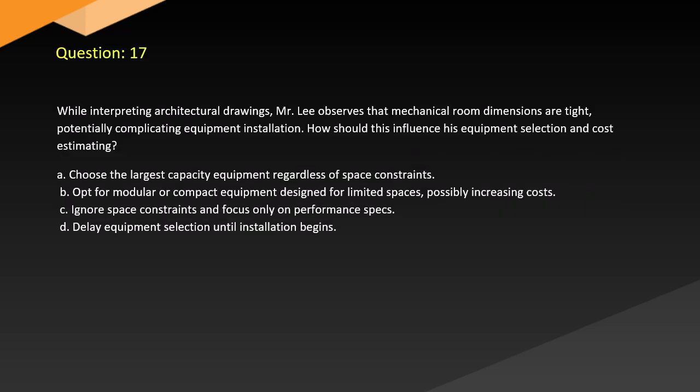Question 17. While interpreting architectural drawings, Mr. Lee observes the mechanical room dimensions are tight, potentially complicating equipment installation. How should this influence his equipment selection and cost estimating? A. Choose the largest capacity equipment regardless of space constraints. B. Opt for modular or compact equipment designed for limited spaces, possibly increasing costs.